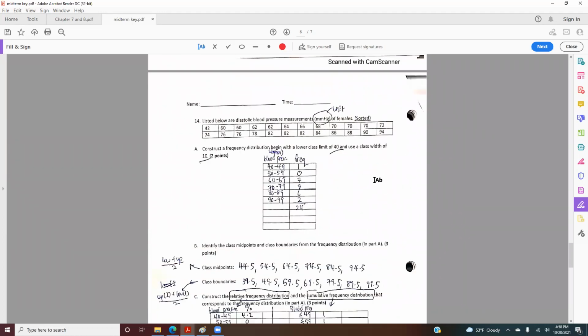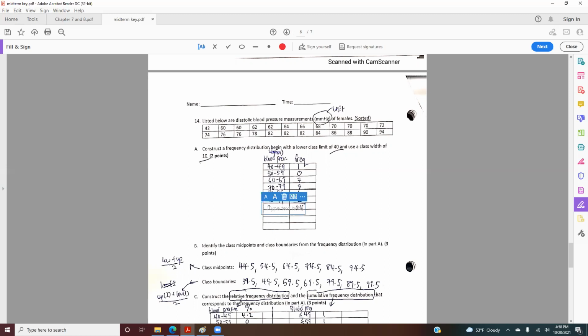Number 14 is talking about the blood pressure for the females. These are the units. It's been sorted, meaning it's been nicely arranged from low to high, so you do not need to count it. The question asks you to begin with a class limit of 40 with a class width of 10. How do you build the frequency distribution here? You add 40 plus 10, which is 50. You go down: 40, 50, 60, 70, 80, 90.